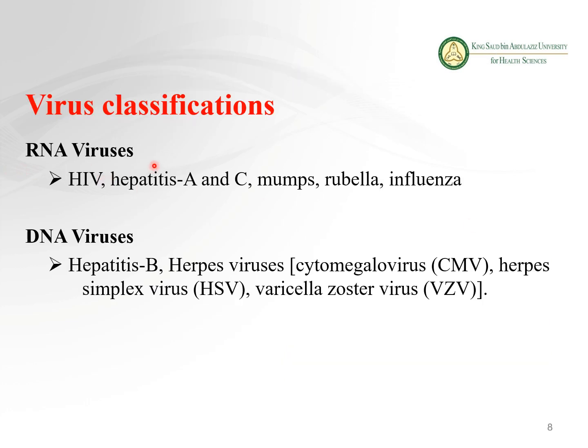Viral classification: viruses can be either RNA viruses or DNA viruses. HIV, hepatitis A, C, mumps, rubella and influenza viruses have RNA, while hepatitis B and herpes viruses, also called cytomegaloviruses, herpes simplex viruses, and varicella zoster viruses, are DNA viruses. We will mainly focus on the drugs. This is only for the introduction of the virus. You might have discussed this in detail in your microbiology classes.